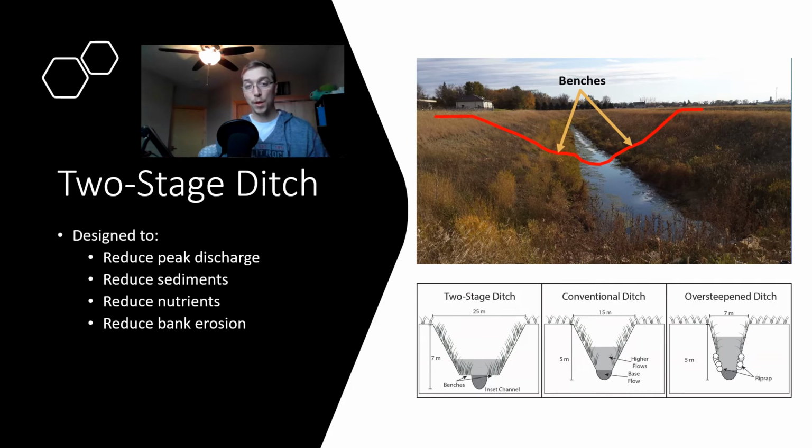We also had something called a two-stage ditch. These are designed to reduce peak discharge, reduce sediments and nutrients, and reduce bank erosion. The idea here is that typically with a conventional ditch, you see in the middle on that little graphic on the bottom that I made, it's just a kind of a V-shaped ditch. Now, a two-stage ditch is supposed to be broader at the base with a smaller inset channel so that the channel can actually meander and migrate within that first little bench.